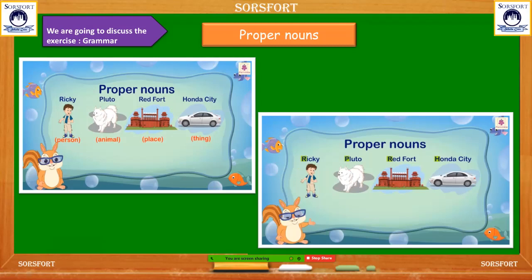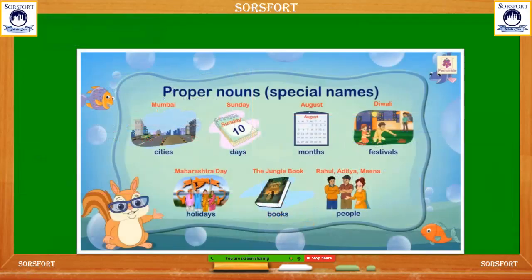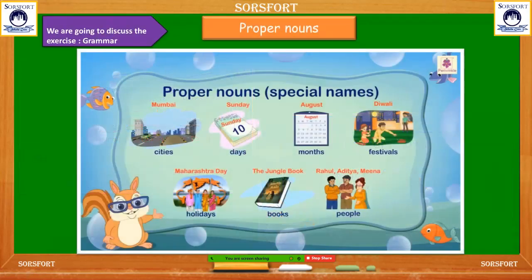You can see here, we started with a capital letter. Ricky, R capital, Pluto, P capital, Red Fort, R capital, and Honda City, H capital. So proper nouns are special names like cities, Mumbai, Kolkata, like that. Days, months, festivals like Diwali, Dussehra, Eid. These are festival names. Holidays, Maharashtra Day. Books, names of books, The Jungle Book. People's names, Rahul, Aditya, Meena. So these all are proper nouns.